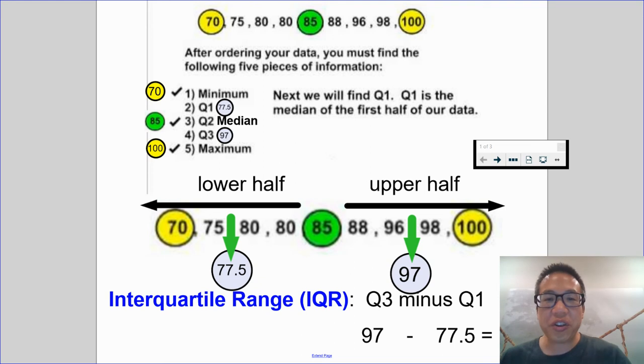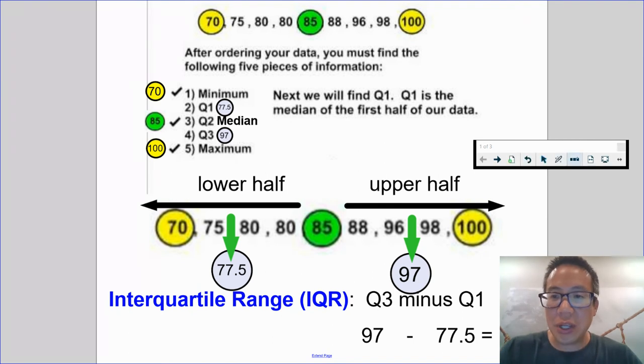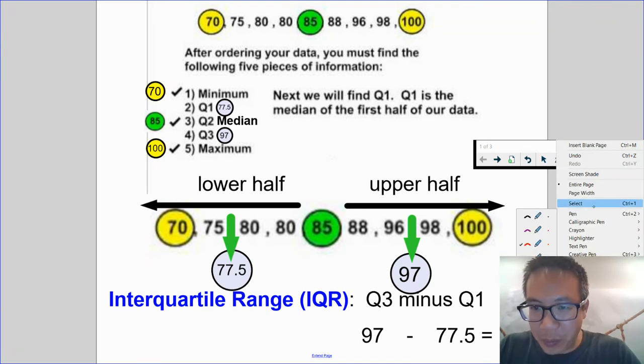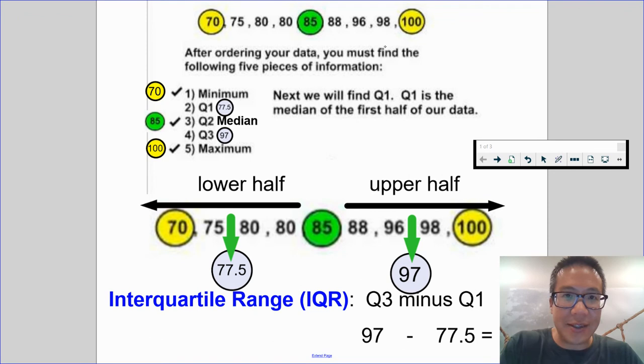This is over the 5-number summary. So you'll be given a set of numerical data. First thing you have to do is put the numbers from least to greatest. Please put it in numerical order. As you can tell, it's done already.